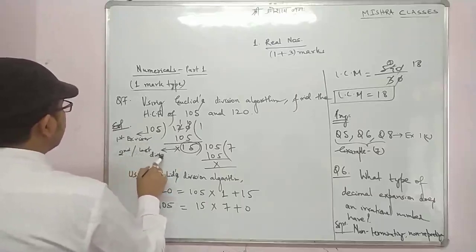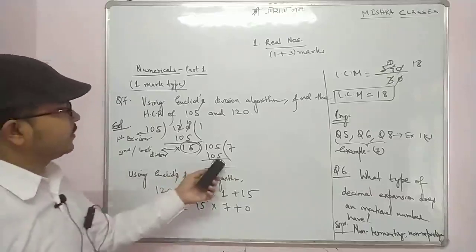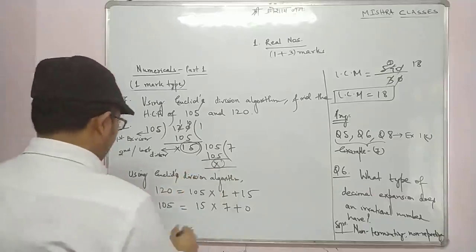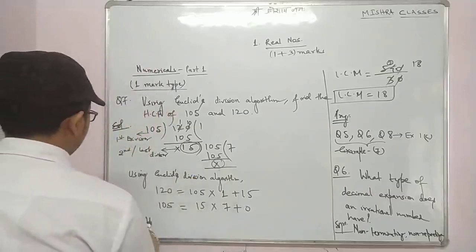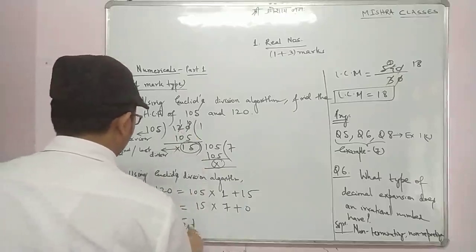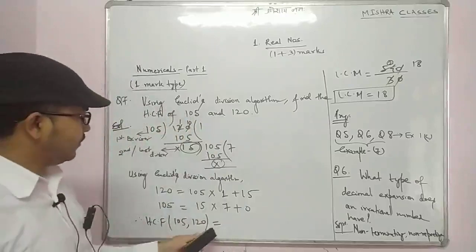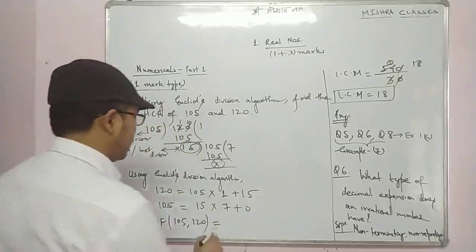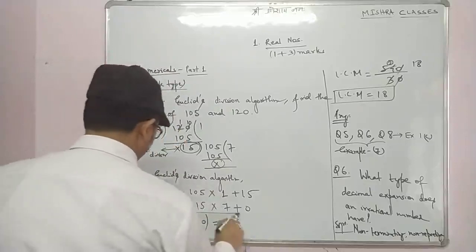Why are we saying last divisor? Because the remainder is 0, that means it terminates. So we can say that the HCF of the two numbers, 105 and 120, is 15. So this is the answer. Just box it up.